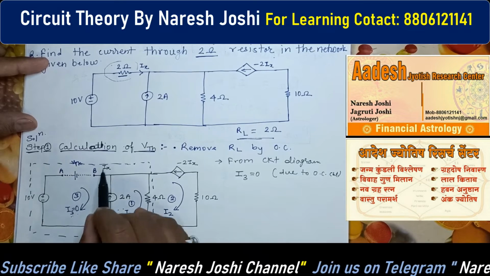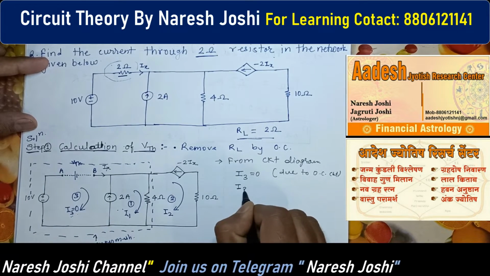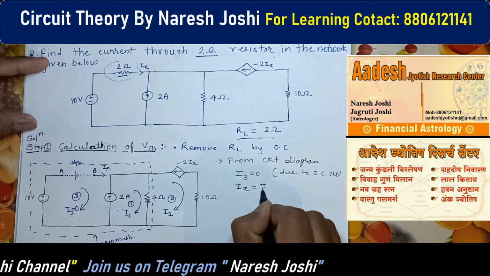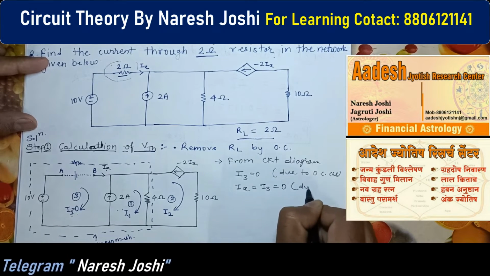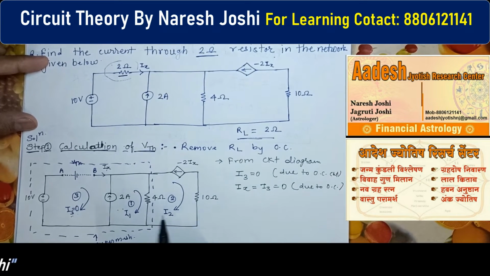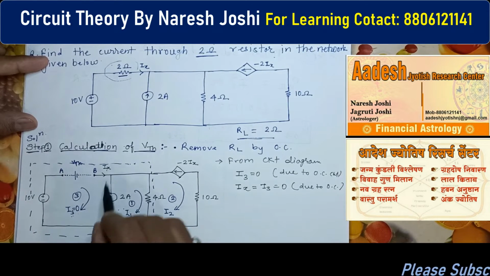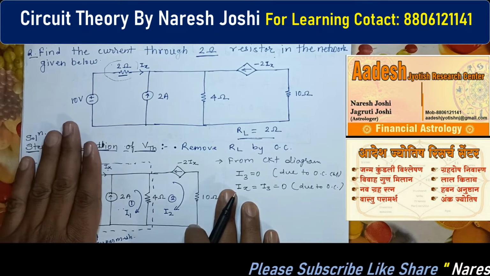So here I3 is 0, this Ix will also be 0. Clear? Because I3 is 0 here, Ix will be 0 because it is equal to I3, and it is 0 due to the open circuit. Clear? Next, you can see this is an open circuit. Then the current passing through this, you can remove it easily since it is open circuit.